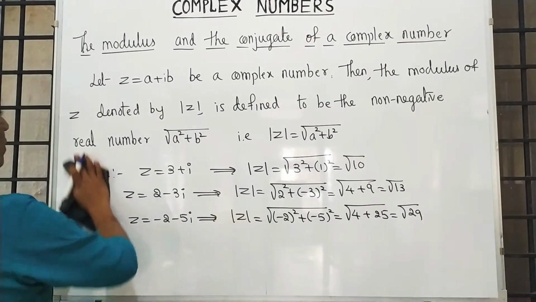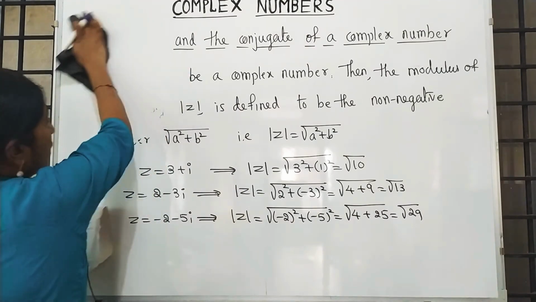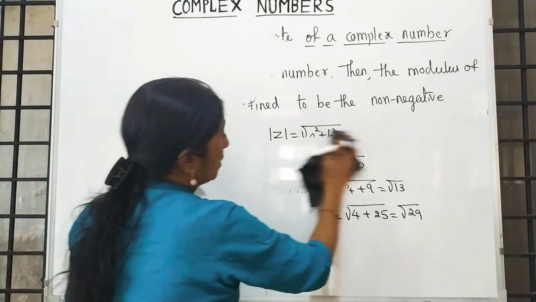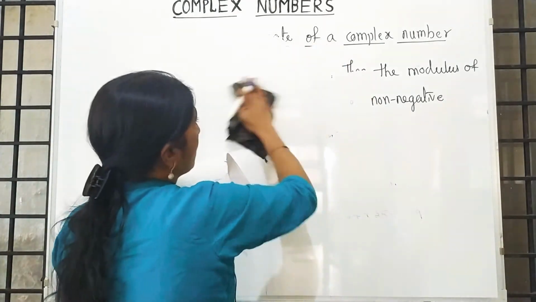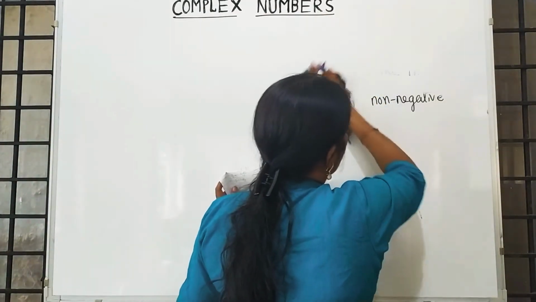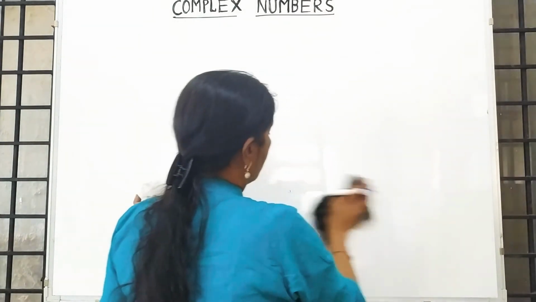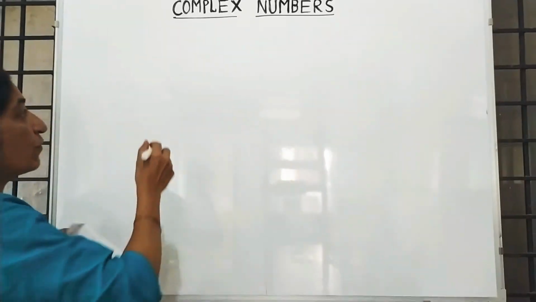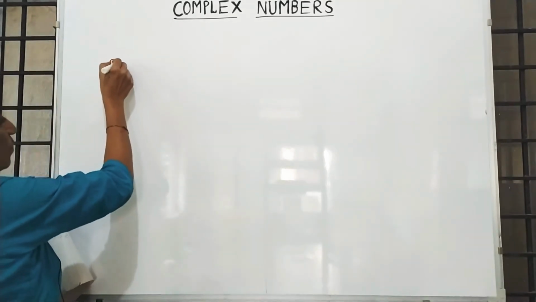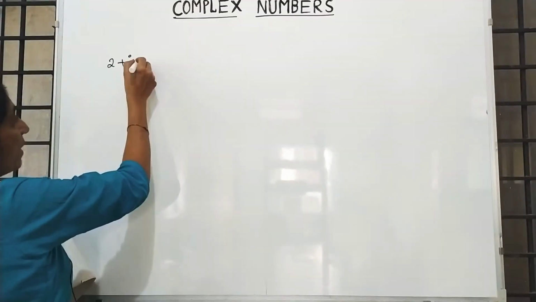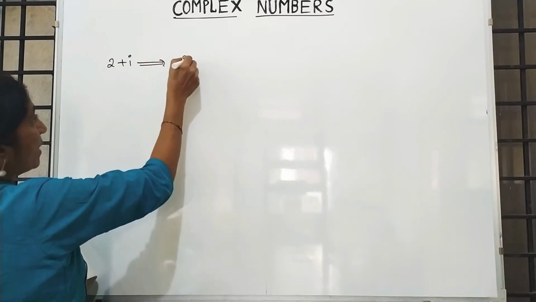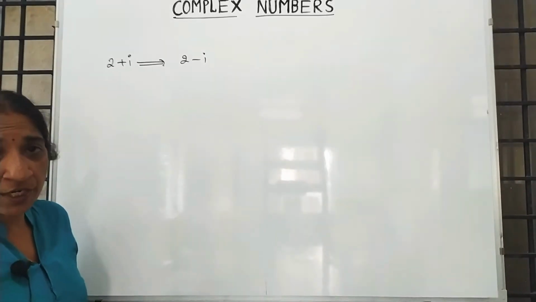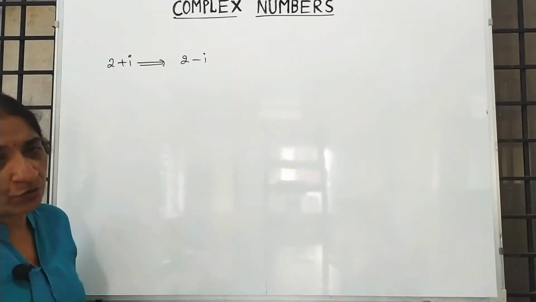Now I am moving to the conjugate. Before giving you the definition, I will explain what is a conjugate. See, one complex number is given. In that complex number, if you change the sign in front of i, for example, if 2 plus i, in front of i we have a plus. If you write 2 minus i, 2 minus i is called the conjugate of 2 plus i, or the reverse also you can write.